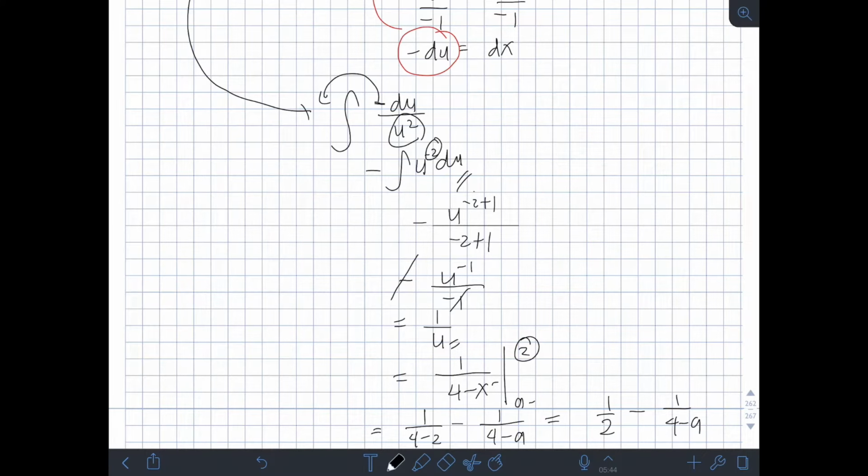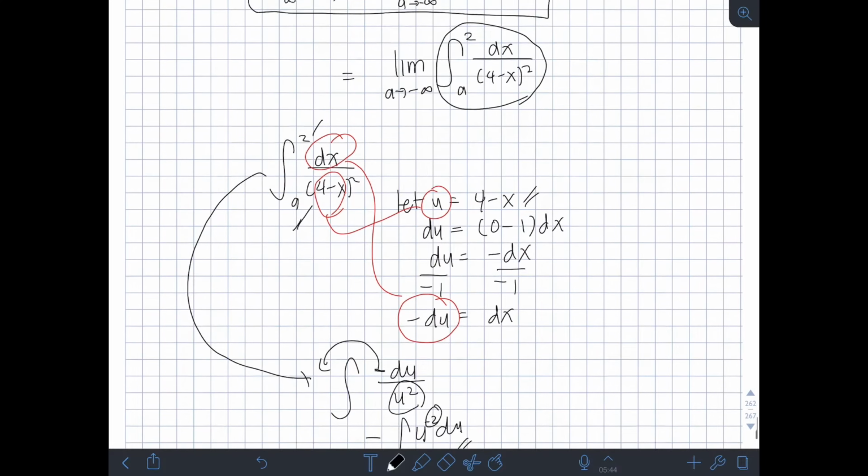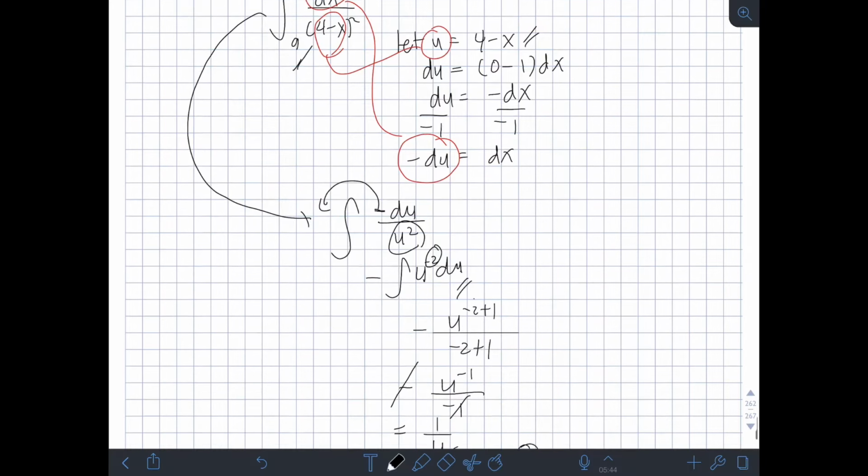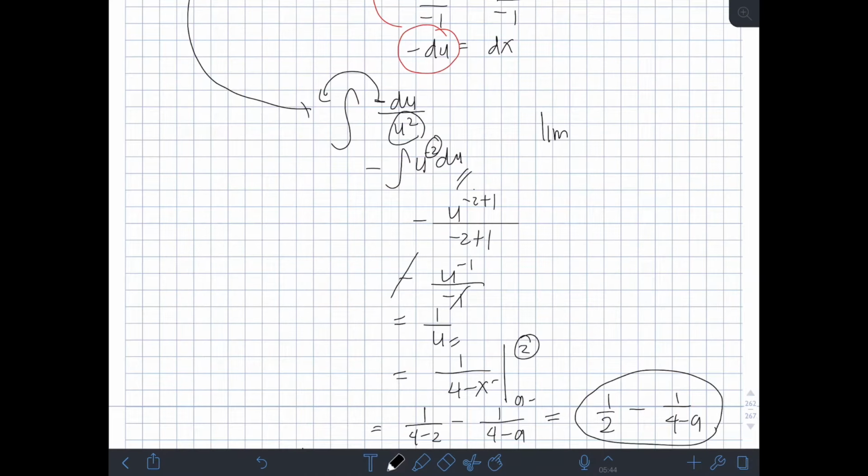Okay? And then, i-evaluate natin tong expression na to sa given na limit as a approaches negative infinity. So, we have limit nitong 1 half minus 1 over 4 minus a as a approaches negative infinity. So, pwede nating i-distribute yung limit. So, we have limit of 1 half as a approaches negative infinity minus limit of 1 over 4 minus a as a approaches negative infinity.